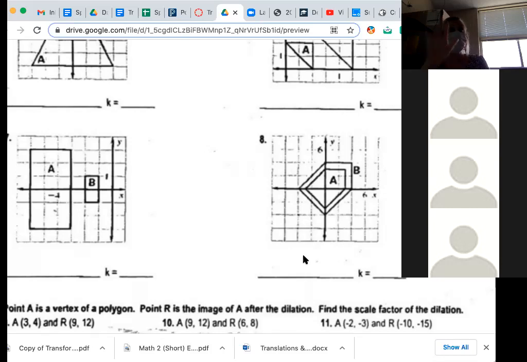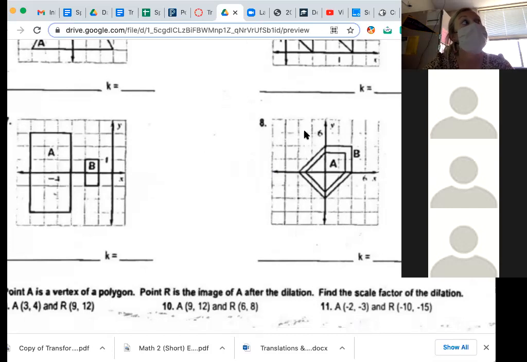A pentagon, 5 sides. What's it called when it has 6 sides? A hexagon. What's it called when it has 7? A heptagon, H-E-P-T-A. 8 is octagon, 9 is nonagon, 10 is decagon. You need to know those for Math 3, but that's okay. You'll learn them. We can look that up too.